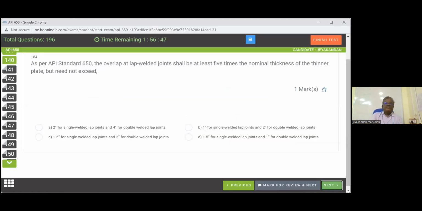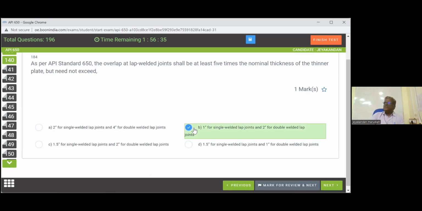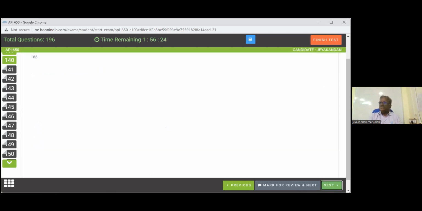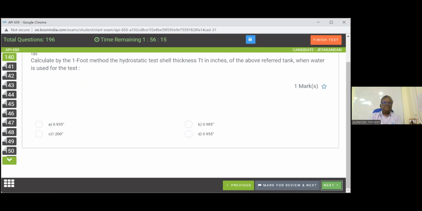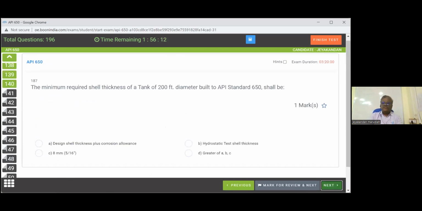Next one. At least 5 times the nominal thickness of the thinner plate, but not exceeding 1 inch for single welded and 2 inch for double welded. It is at the start, so we need not search. So how much maximum lap for single welded? 1 inch is enough. For double welded, 2 inch is enough. It is given for the bottom weld. This calculation we did yesterday. So we got some answer. What is the answer you got? Okay, we remember, no problem. This also we did. Okay, now.